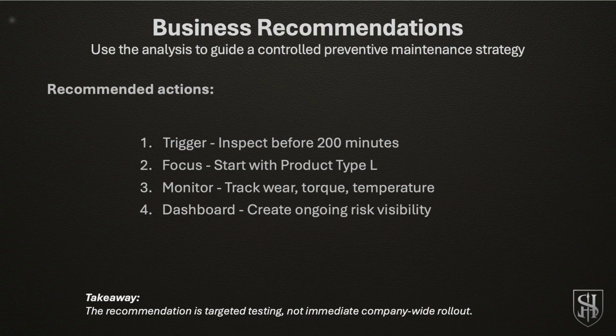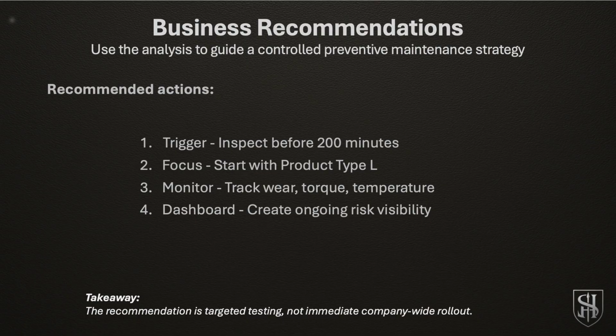The fourth recommendation is to build a maintenance risk dashboard. This dashboard should track machines approaching the alert point, machines already above 200 minutes, failure rates by product type, failure modes, operating profile indicators, and estimated avoided failures over time.